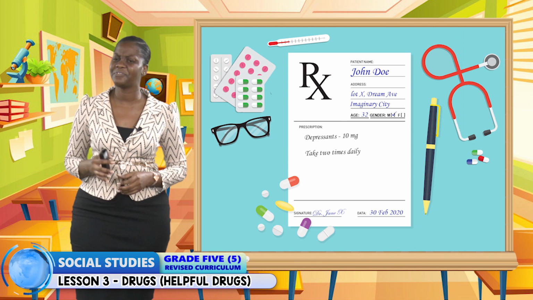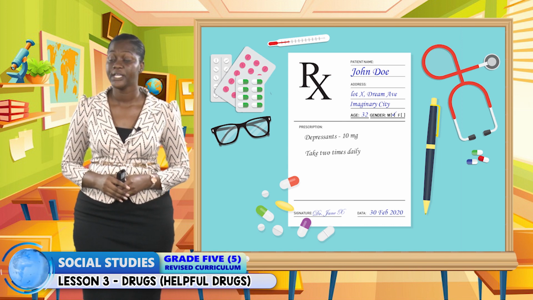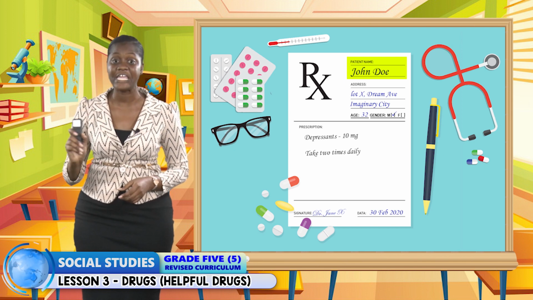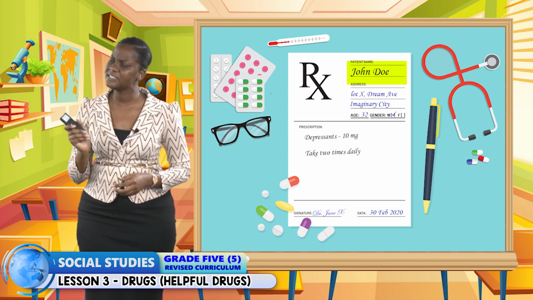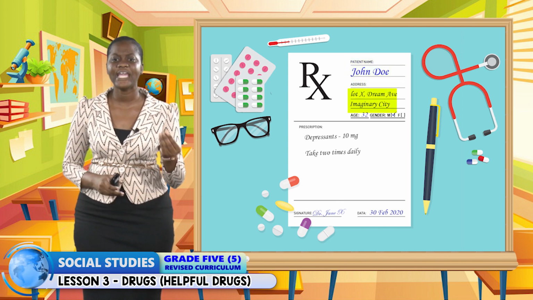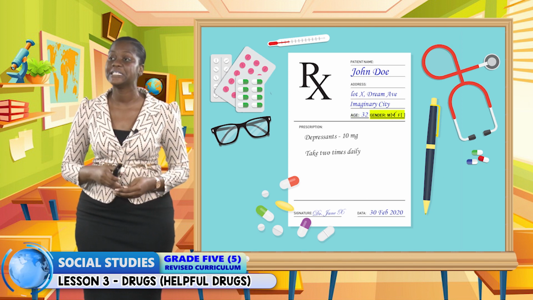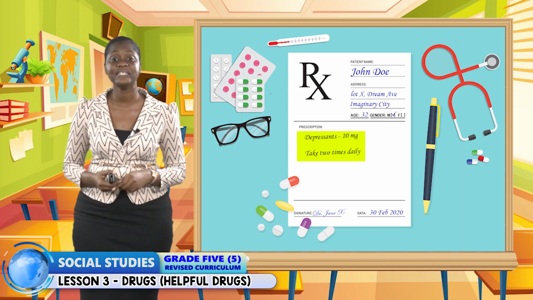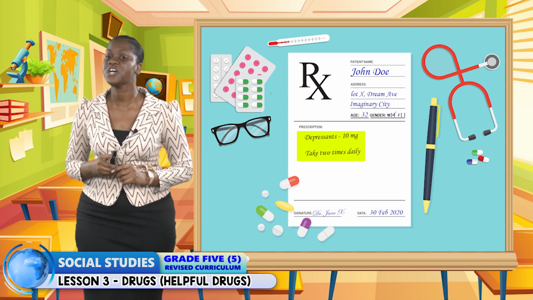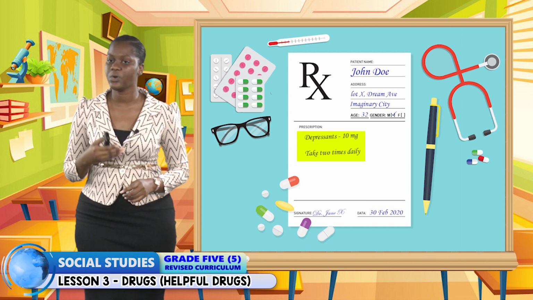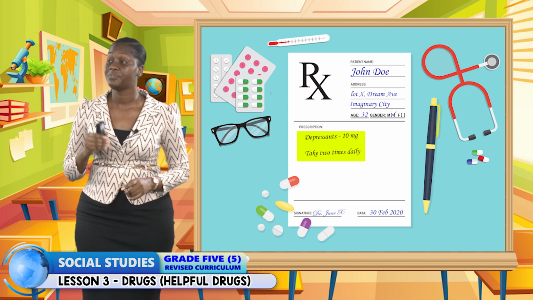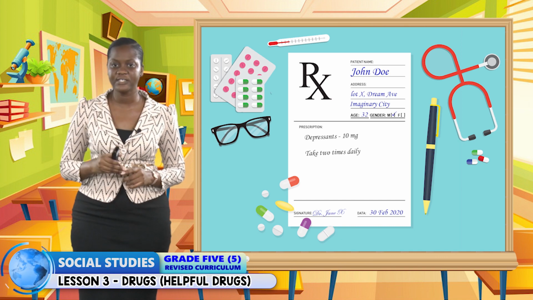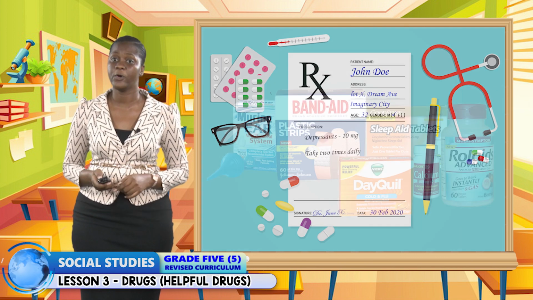Let's take a look at this prescription. As you can see, there is a particular name. There's the person's address, their age, gender, and the date the prescription was written. The particular medicine, along with how it should be used, is also included. This prescription is to be used only by the person that is named above.